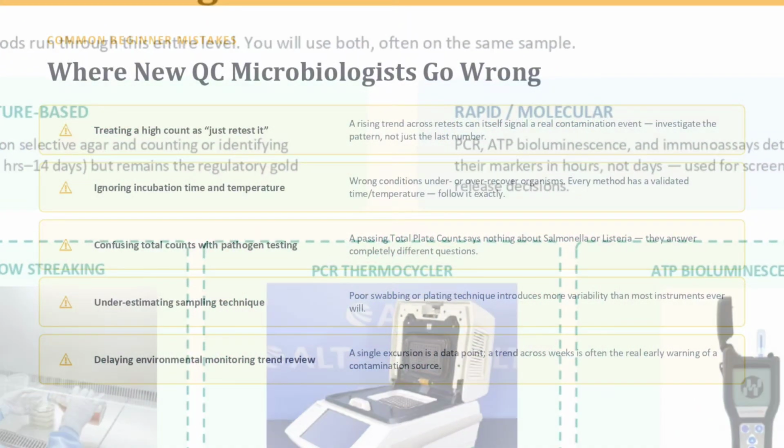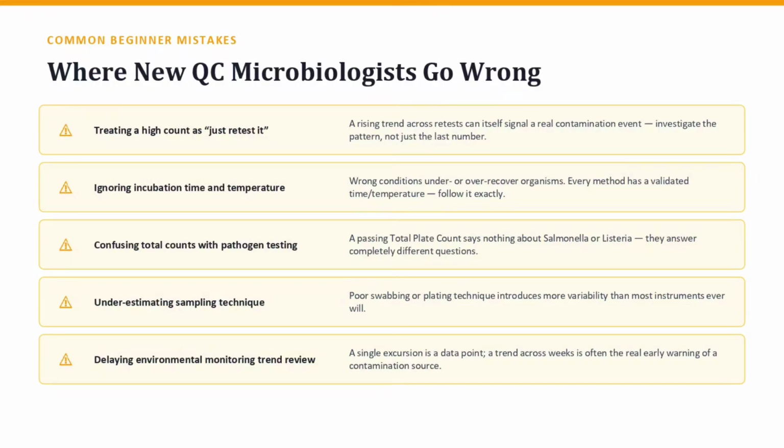Before we close, let me flag the mistakes I see most often from people who are new to microbiology QC. If you can avoid these 5 from day 1, you will be ahead of most of your peers. The first mistake is treating a high count as just retest it. A rising trend across repeated retests can itself be a signal of a real contamination event. Investigate the pattern, not just whichever number happens to come back last.